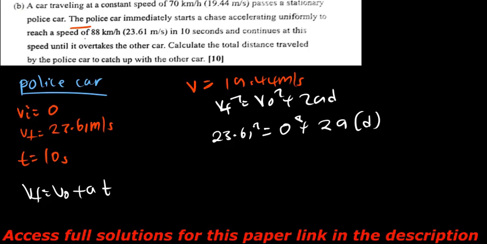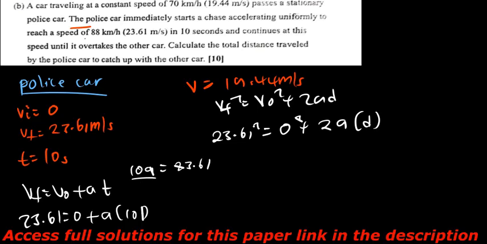So the final is 23.61, initial 0, acceleration I don't know, the time is 10. Okay, so now I'll have 10a being equal to 23.61 divided by 10. Therefore, acceleration will be equal to 23.61 divided by 10, which is 2.361 meters per second squared.